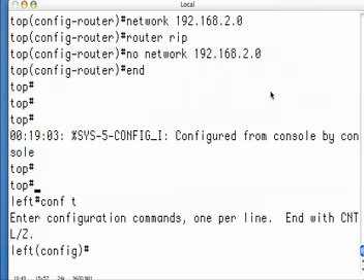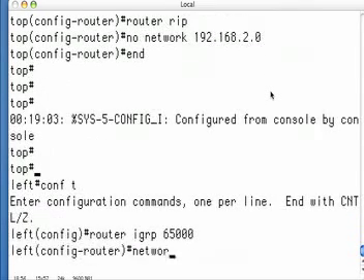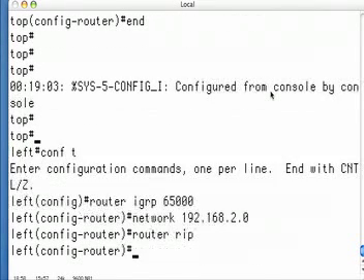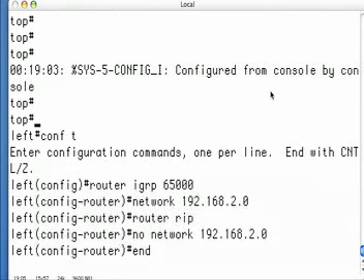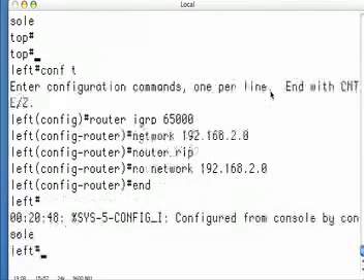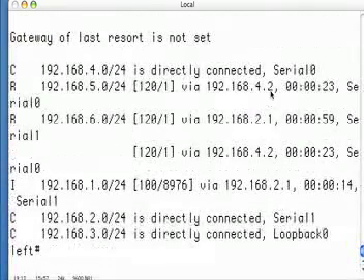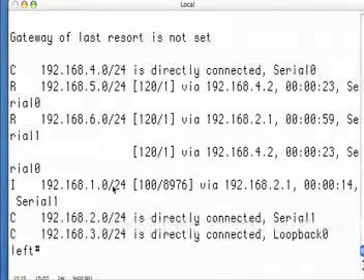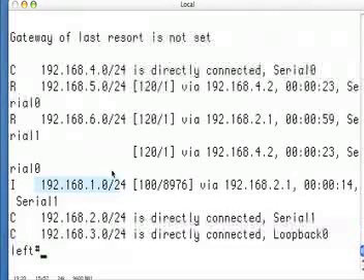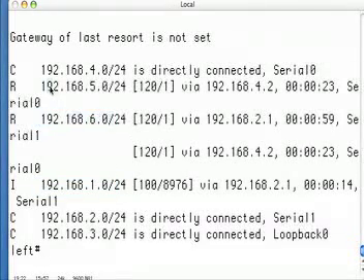Conf t, router IGRP 65000, network 192.168.2.0. Router RIP, no network 192.168.2.0. Show IP route. Now our routing table is more interesting. We have an IGRP route from our IGRP neighbor. We have RIP routes from our RIP neighbor.